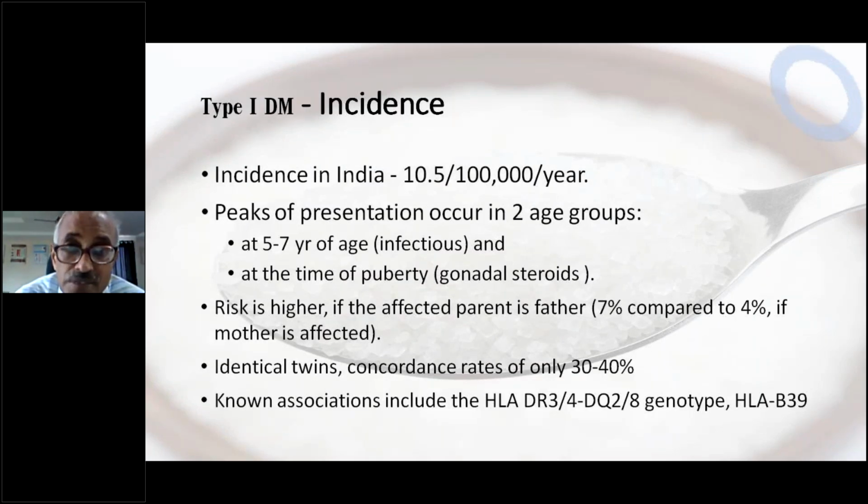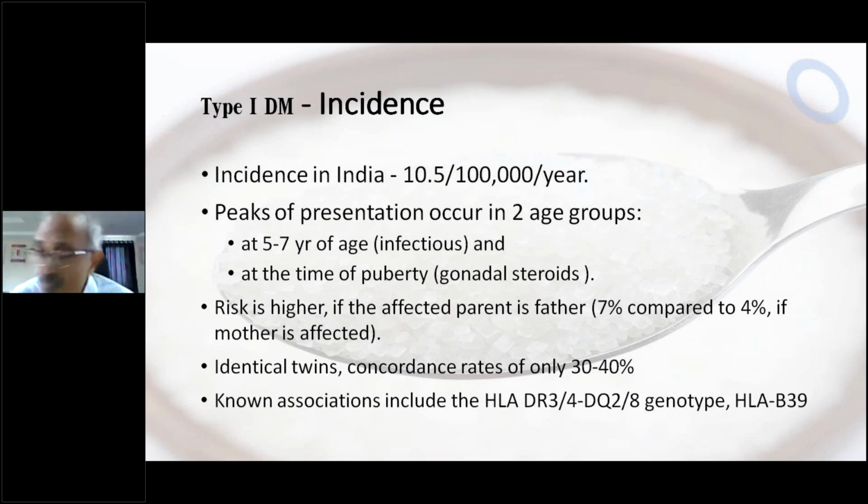How common is it? Nearly 10.5 per 1 lakh per year. Incidence-wise, it is mentioned internationally. The peak presentation is between two age groups. One is between 5 and 7 years. Usually this happens post-infectious, like a viral infection preceding and then the child developing the manifestation. The second peak occurs around puberty. Maybe this has something to do with the gonadal steroid surge.